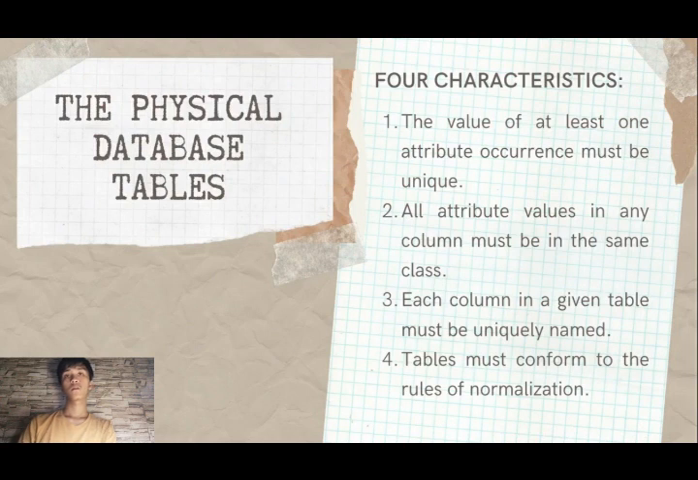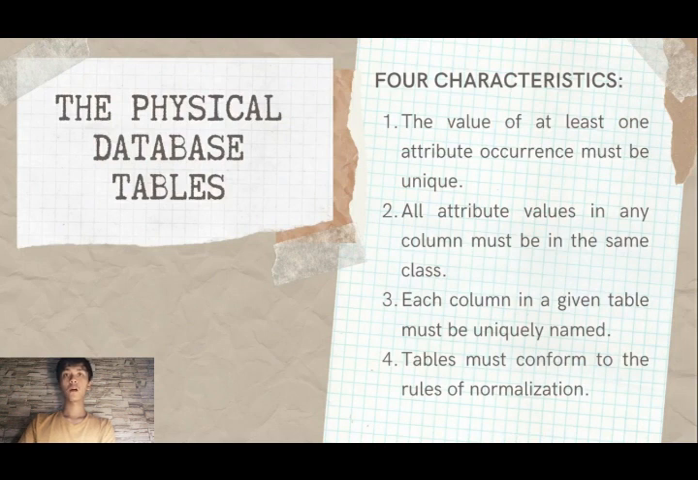So properly designed tables possess the following four characteristics. The first one is that the value of at least one attribute in each occurrence or row must be unique. This attribute is the primary key. The values of other attributes in the row need not be unique.